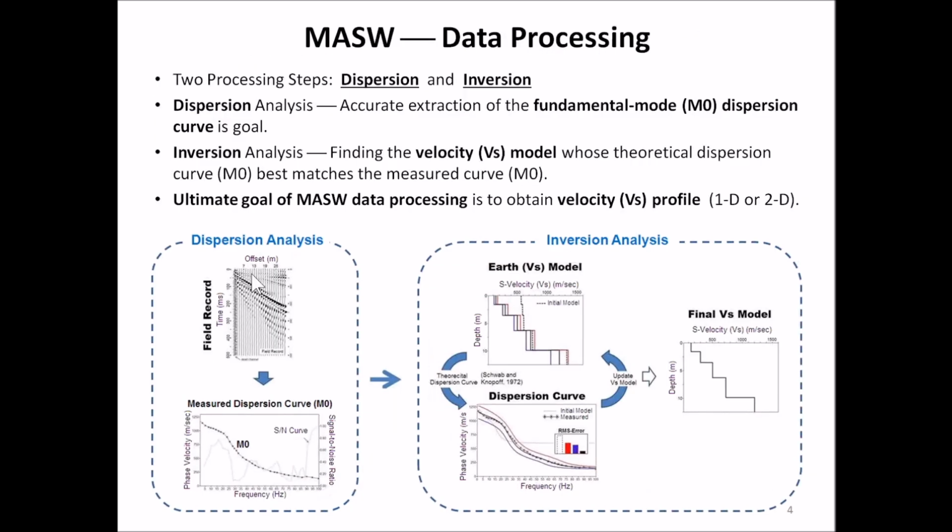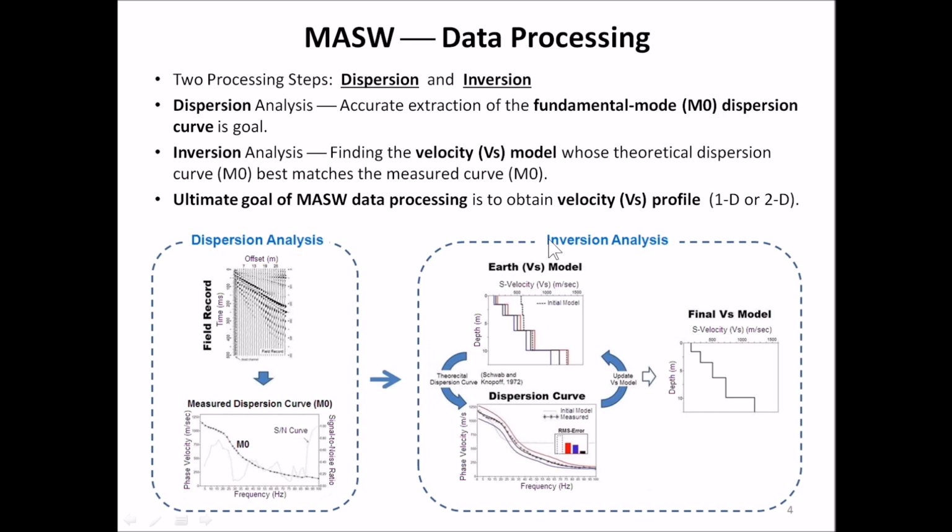And then the collected field record will go through dispersion analysis first, in which a field record will be transformed and generate one dispersion curve. So this is one measured dispersion curve, and the specific shape of a dispersion curve is determined mainly by the subsurface shear wave velocity structure. Therefore, it is very, very critical to come up with as accurate a dispersion curve as possible. And then the measured dispersion curve will be passed into the next inversion analysis step.